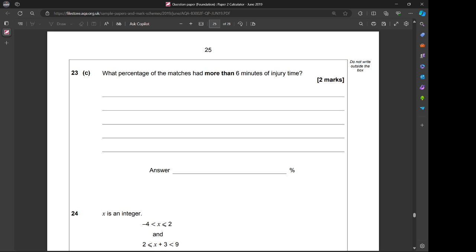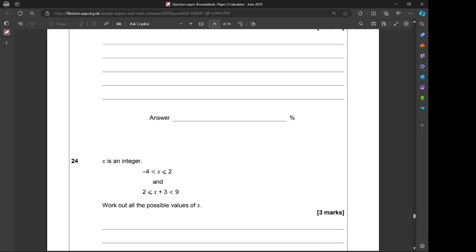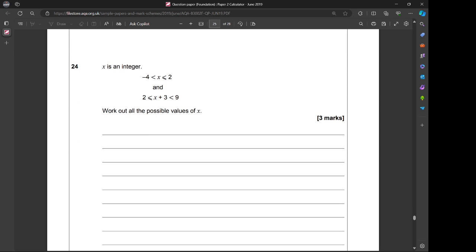Oh, I made a mistake there. So 67 divided by 380 times that by 100. We get 17.6%. The answer is 17.6 or 17.63%, either is fine. Okay. Question 24.